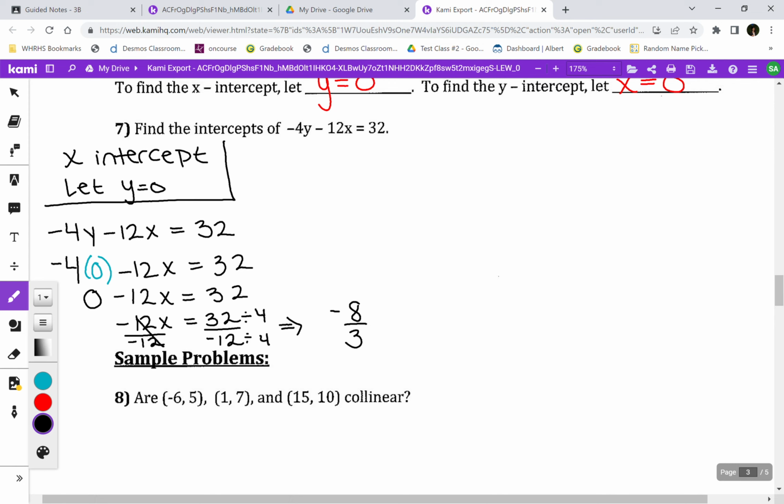Now we always represent the x-intercept and the y-intercept as a point because it's the point where the graph crosses the x-axis. So our x-intercept is the point negative 8/3, comma, what did we say y had to be? 0. So this is our x-intercept, and we always write it as a point.